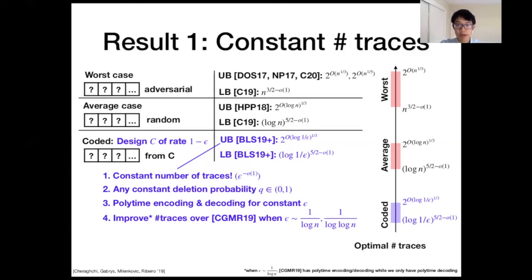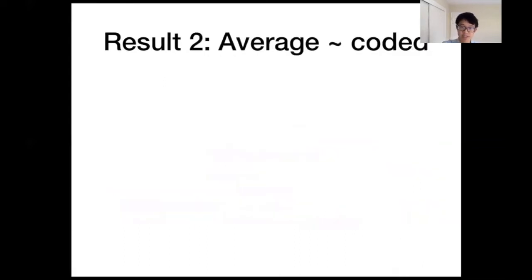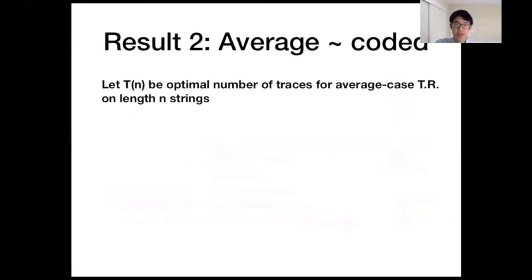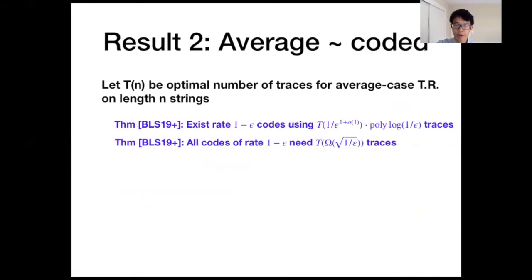So our upper and lower bounds for coded trace reconstruction may look suspiciously similar to the upper and lower bounds for average case reconstruction. And this is no coincidence because they follow from a pair of black box results. So let T of n be the optimal number of traces for average case reconstruction on length n strings. And we prove the following pair of results.